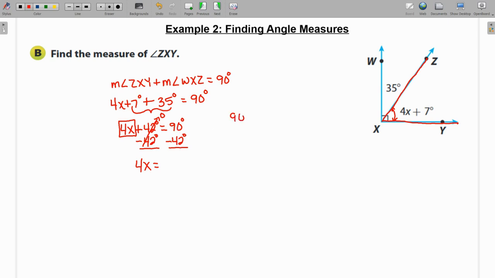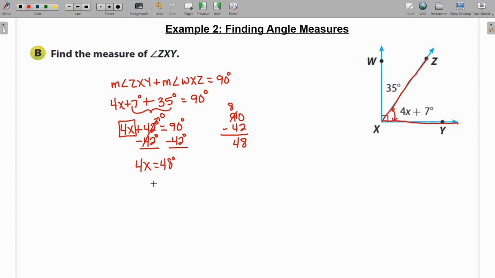Now, I'm going to go over here to the side and take 90 minus 42. 0 minus 2, I can't do it. So I'm going to borrow 1 from my 9, make that an 8, and call that 0 a 10. So 10 minus 2 gives me 8. 8 minus 4 gives me 4. So that's going to leave me with 48 degrees.